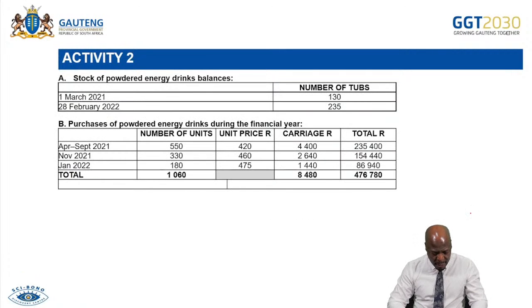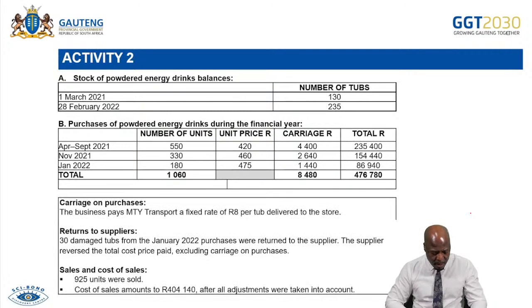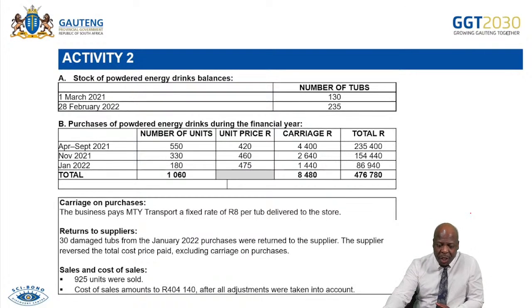Information. There is our information, and there is more information being given. Carriage on purchases: the business pays MTY Transport a fixed rate of 8 Rand per tub to deliver to the store. Very important. The cost of delivery.